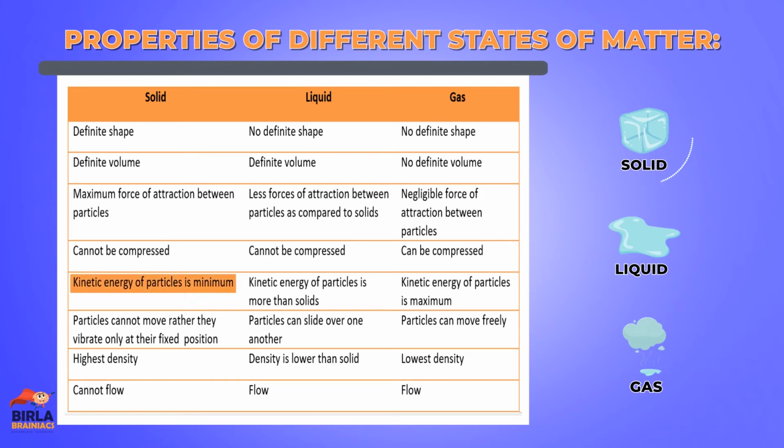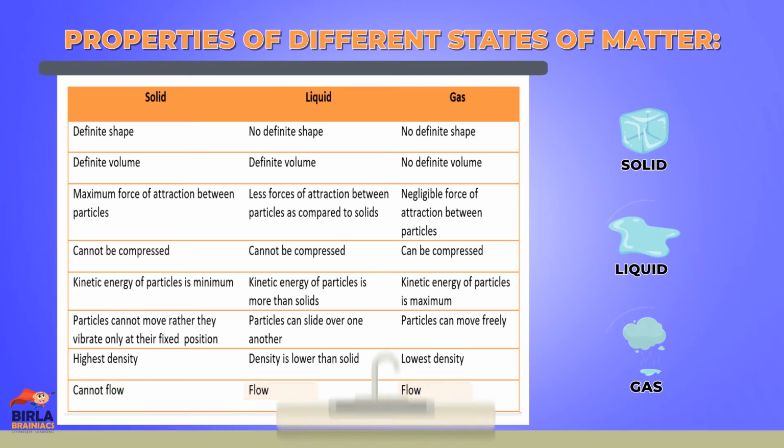The kinetic energy of particles is minimum in case of solids. In the case of liquids, it is more than that in solids, whereas in the case of gases, the kinetic energy of particles is maximum. In solids, the particles cannot move, they only vibrate at their fixed position. In liquids, the particles can slide over one another, and in gases, the particles can move freely. Solids have the highest density, liquids have a density lower than solids, and gases have the lowest density. Solids cannot flow, whereas liquids and gases can flow.